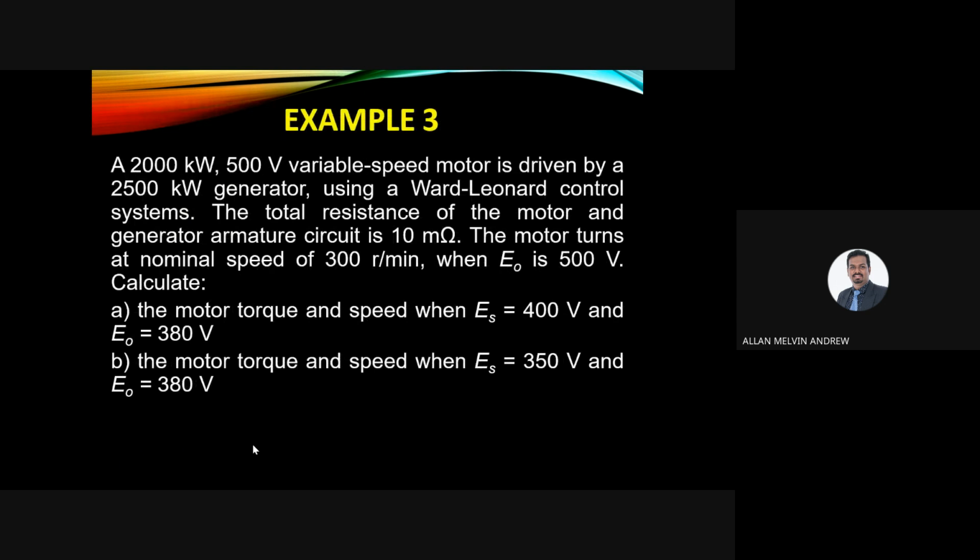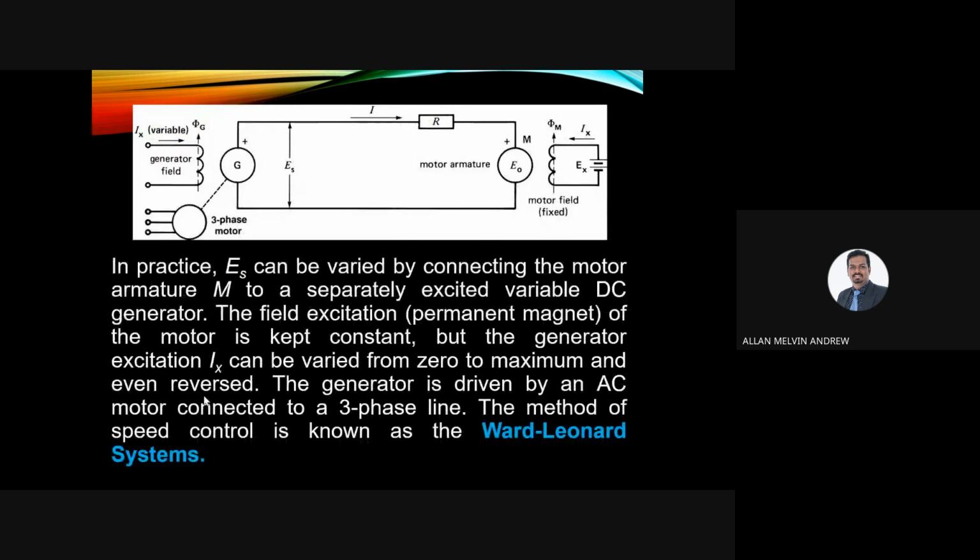Okay, so example 3. A 2000 kilowatt, 500 volt variable speed motor is driven by a 2500 kilowatt generator using a Ward Leonard control. The previous method is known as the Ward Leonard system. We don't need to make any big changes to the actual system, but by adding a small independent separately excited variable DC generator, we can play around with the voltage. That is the current method of speed control by the Ward Leonard system.